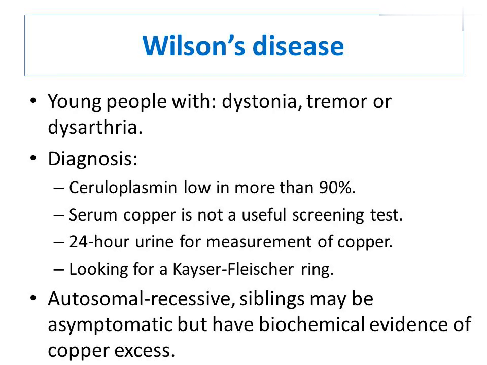Wilson's disease: young people with dystonia, tremor or dysarthria. Diagnosis: ceruloplasmin is low in more than 90%. Serum copper is not a useful screening test. Use 24-hour urine for measurement of copper, and look for a Kayser-Fleischer ring. It is autosomal recessive; siblings may be asymptomatic but have biochemical evidence of copper excess.